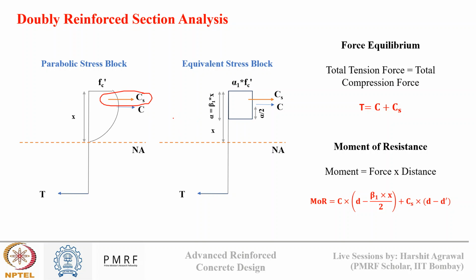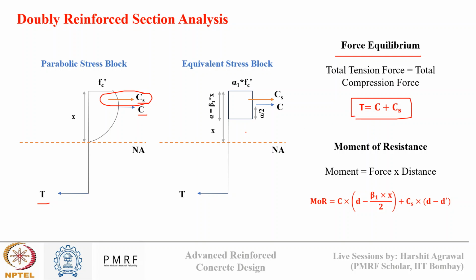And when we convert, the net force equilibrium equation is written as CS plus C is equal to T. So the additional compression steel force is adding with the compression force offered by the concrete to balance the tension force of the reinforcement. And in this way, the member is able to take more stress.